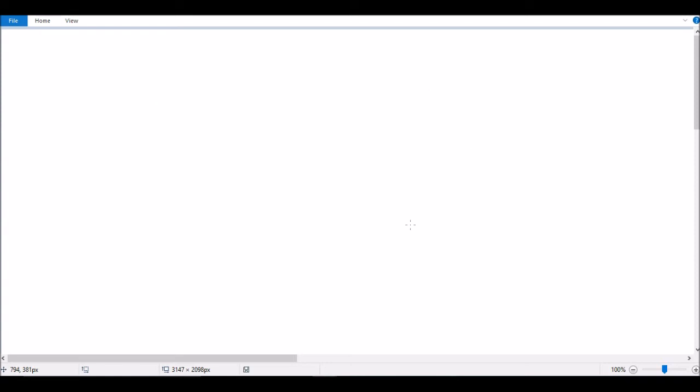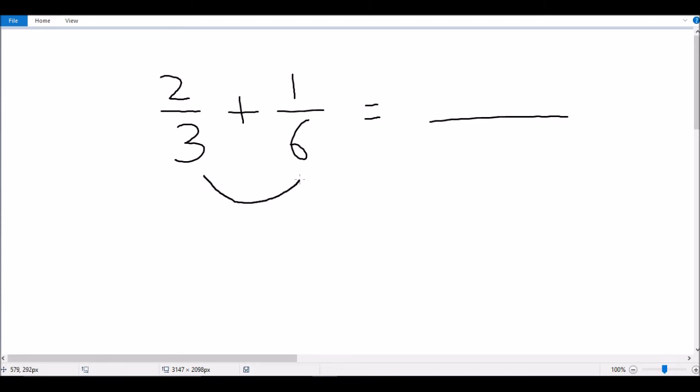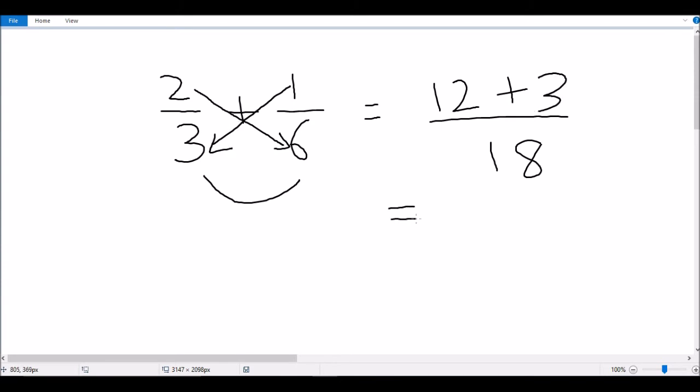So we'll try another addition example. Say you had to add 2/3 plus 1/6. So we'll follow the same procedure. We'll multiply 3 and 6, so that's 18, and then we'll multiply 2 with 6 to give us 12, plus we'll multiply 1 and 3 to give us 3, so that's 15/18.